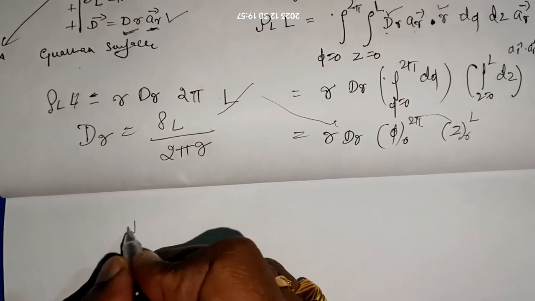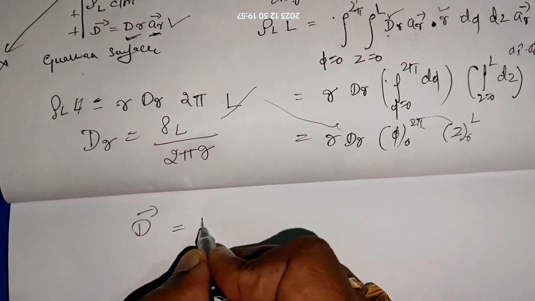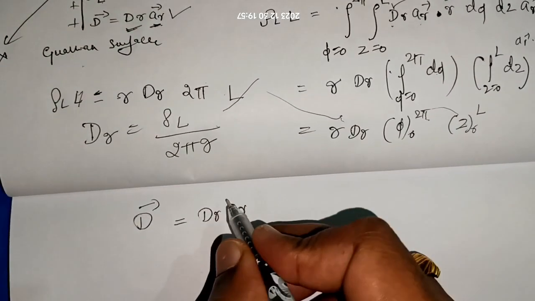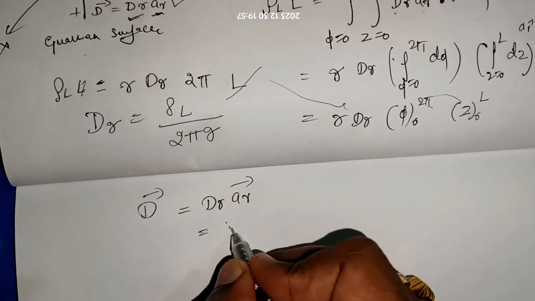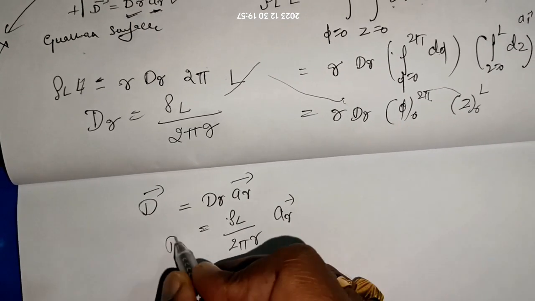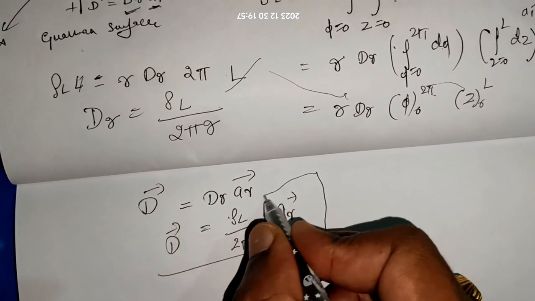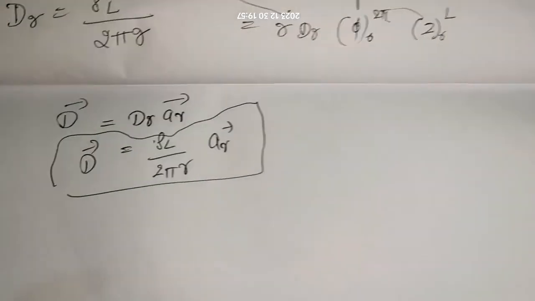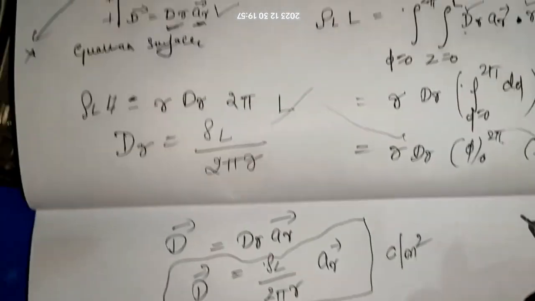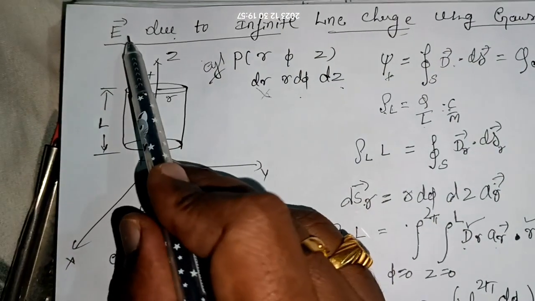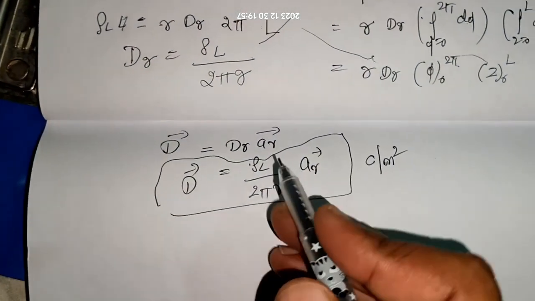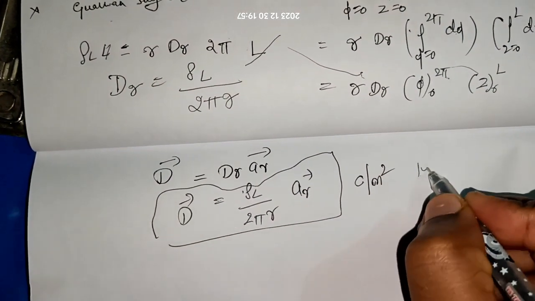So if I write what is the D vector, it is going to be Dr aR. You can write what is Dr. Dr is nothing but rho L divided by 2 pi r into aR. So it is the electric flux density. What is the unit of electric flux density? It is coulomb per meter square. But what the derivation asks for is E, the electric field intensity due to infinite line charge. So this is the electric flux density due to infinite line charge.